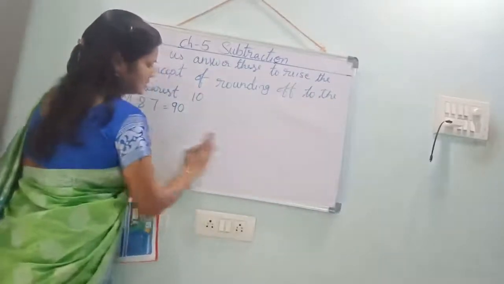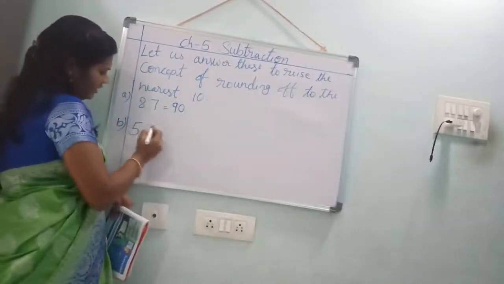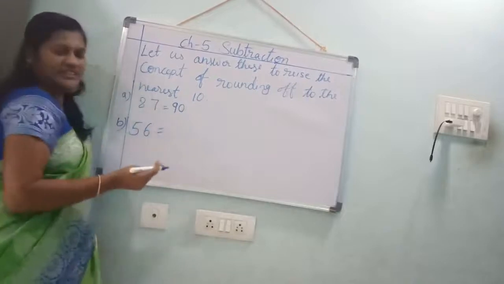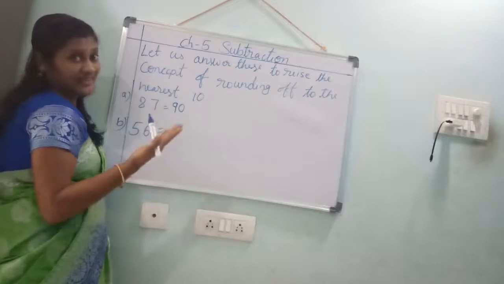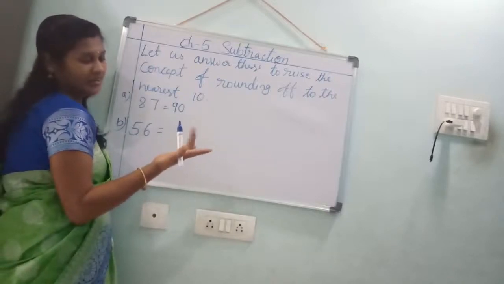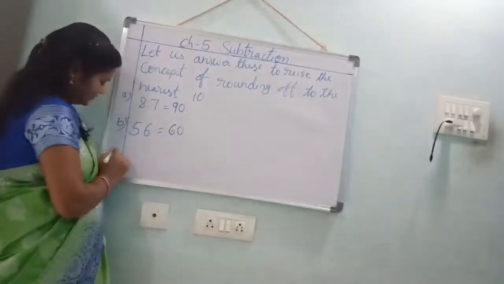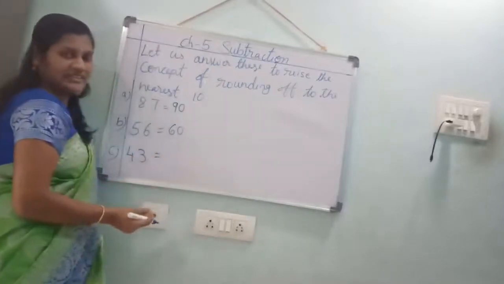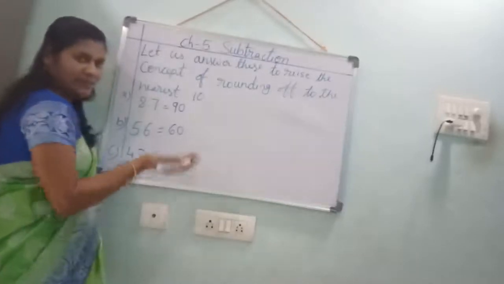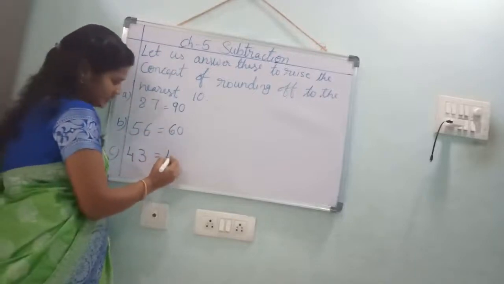Next, 56. 56 nearest tens. Which number will come? Tell me. See, nearest tens. 56 after 57, 58, 59, 60. As 60 is the nearest tens. Next, 43. 43 nearest tens. 40. Because 43 back, 42, 41, 40 will come. Yes, 40.